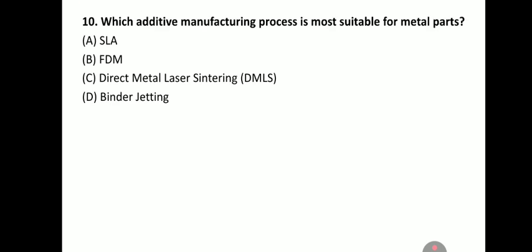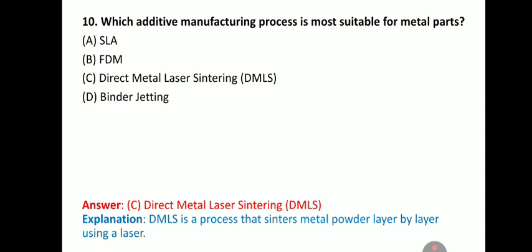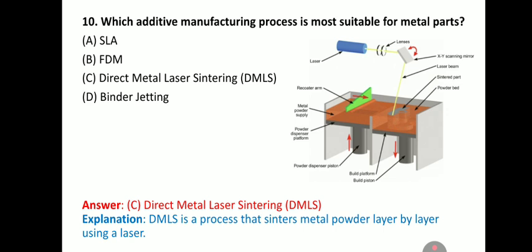Next question, which additive manufacturing process is most suitable for metal parts? The answer is direct metal laser sintering. So this is direct metal laser sintering where the material is in the form of powder. Metal powder is there and a laser source is used to fuse the material, or to sinter the material. So DMLS is a process that sinters the metal powder layer by layer using a laser source.